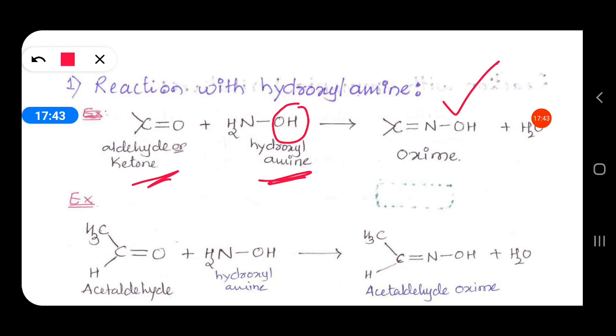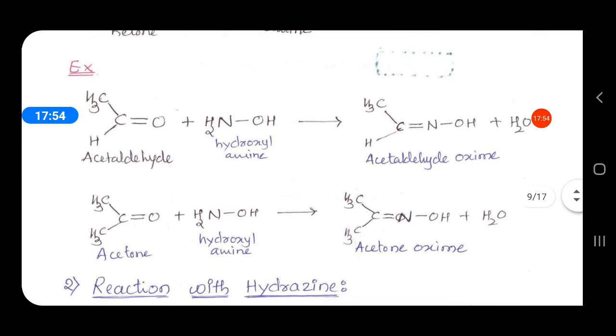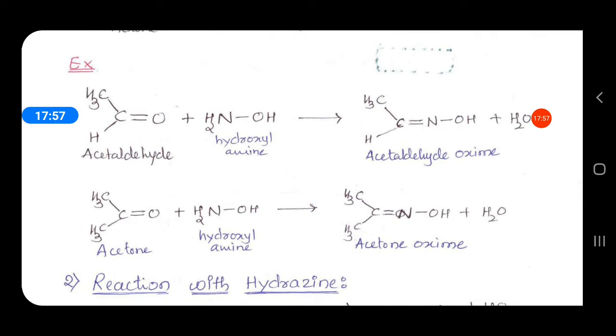C double bond N OH. Oximes are obtained. For example, acetaldehyde, when treated with hydroxylamine, gives acetaldehyde oxime. When acetone is treated with hydroxylamine, acetone oxime is obtained. So this reaction is used in the identification or detection of the functional group present in the molecule, whether the carbonyl group is present, in which case the corresponding oximes are obtained.